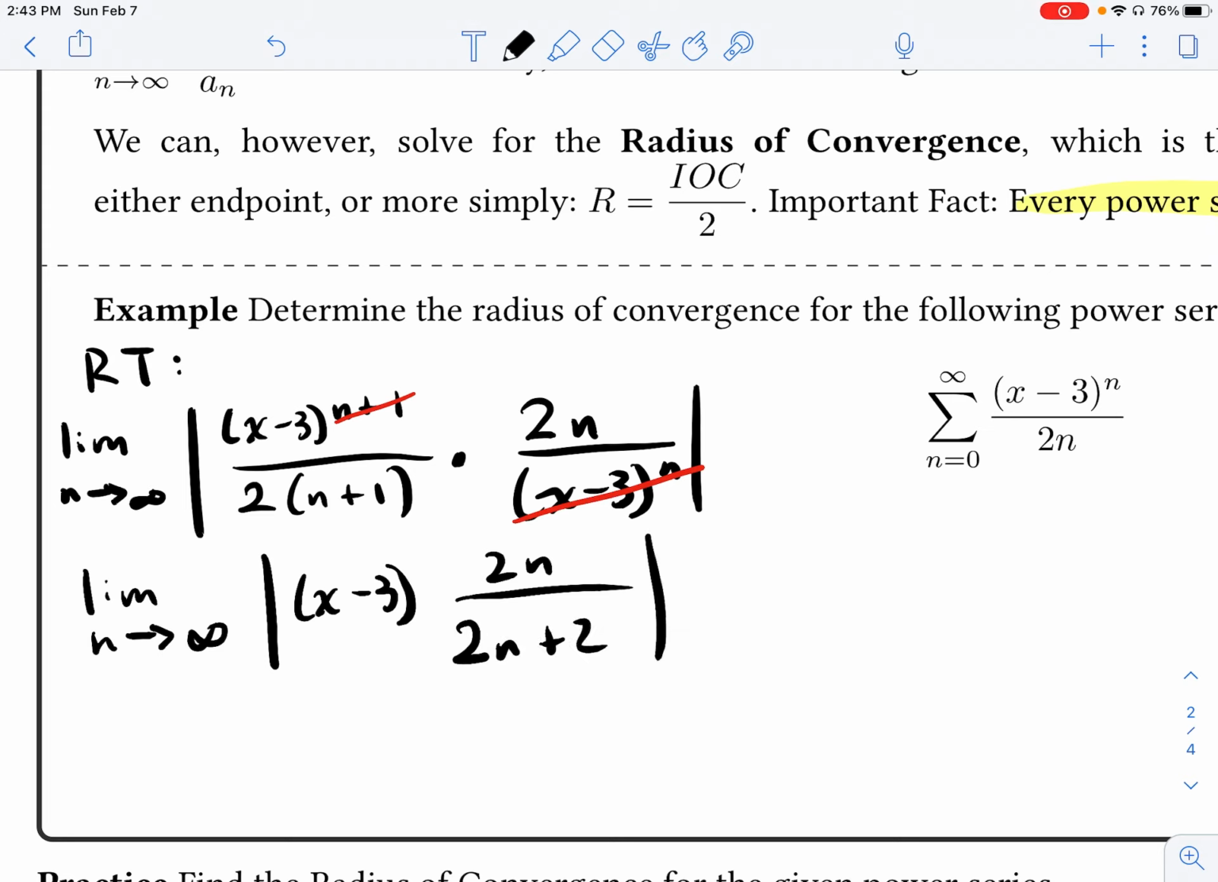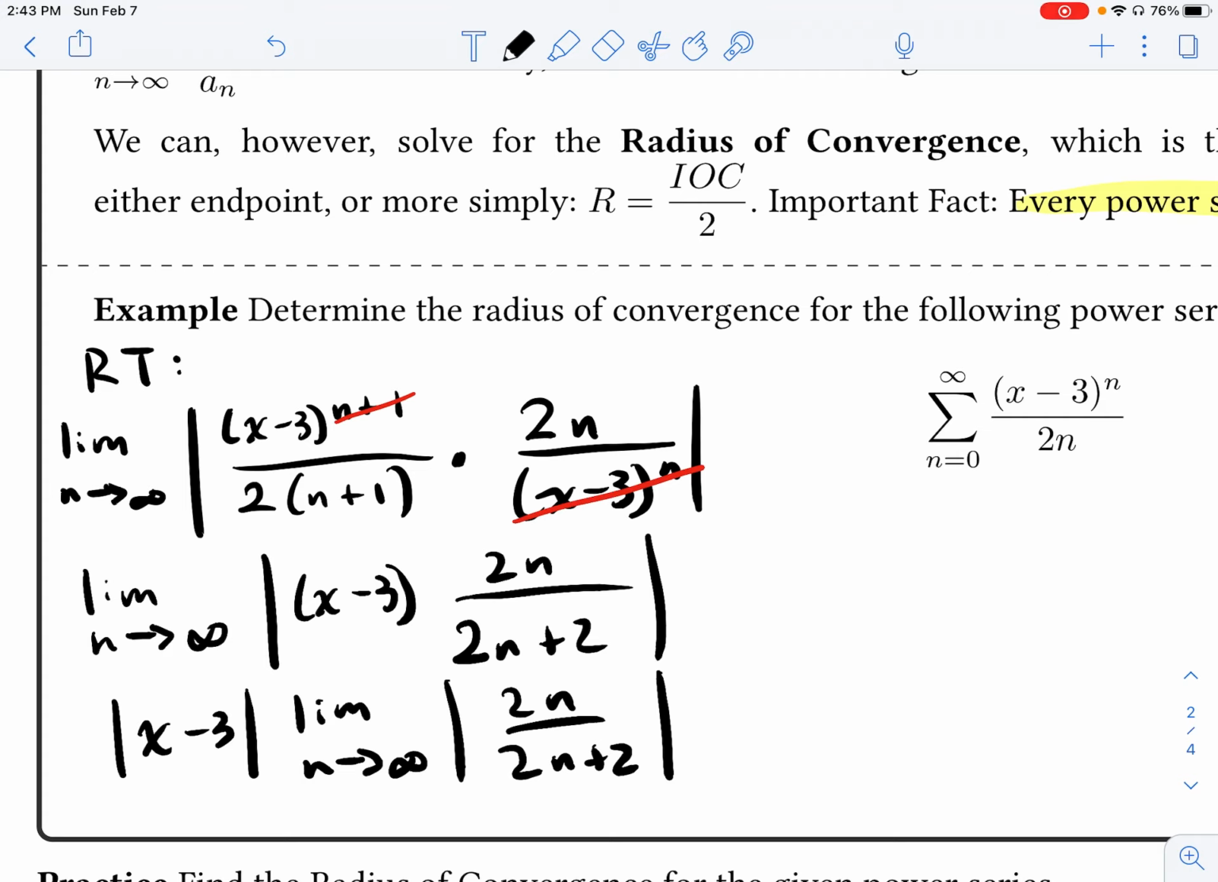Now, you'll notice that as I am taking the limit as n approaches infinity, that x minus 3 is sitting there saying, wait, that doesn't affect me. So we can actually just move that to the outside, and we can write this as the absolute value of x minus 3 times the limit as n approaches infinity of the absolute value of 2n over 2n plus 2. And again, we're looking to see, when is the limit of this ratio going to be less than 1? That's when this series would converge.